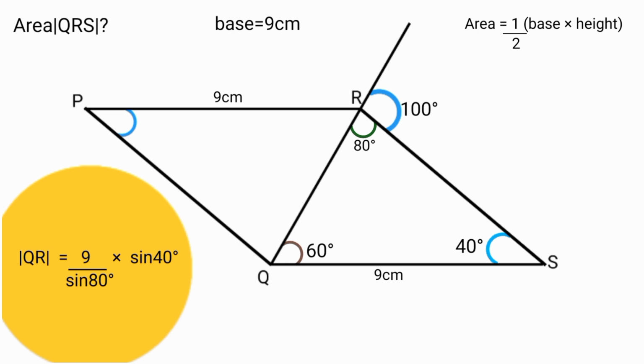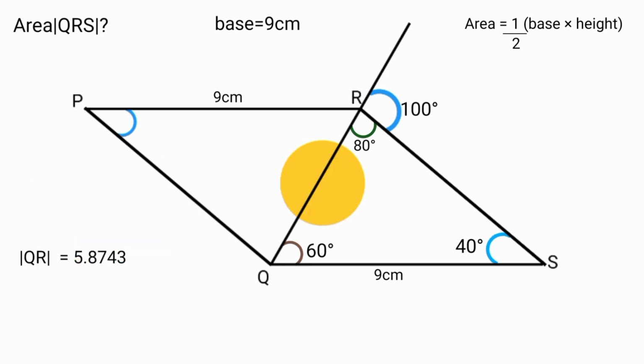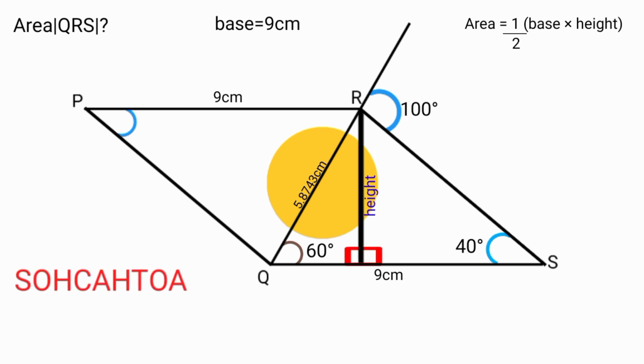Press your calculator. 9 over sine 80 degrees multiplied by sine 40 degrees is 5.8743. So this line here is 5.8743. Now, since we have this side to be 5.8743 centimeters, we can use the SOHCAHTOA tool from this triangle here to find the height of triangle QRS.